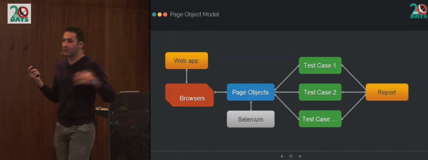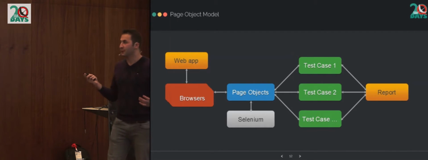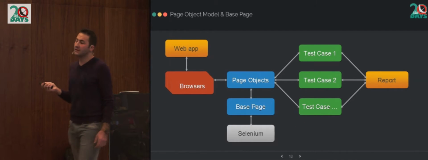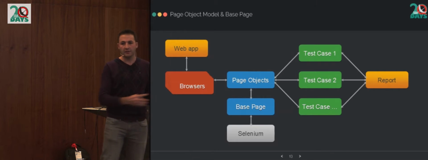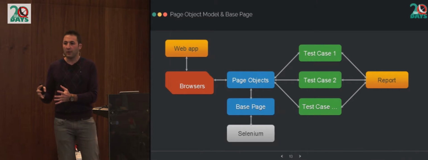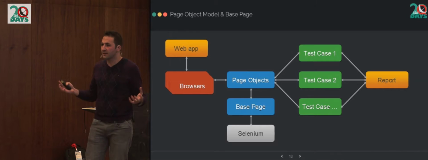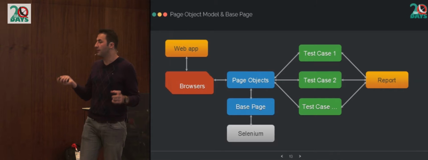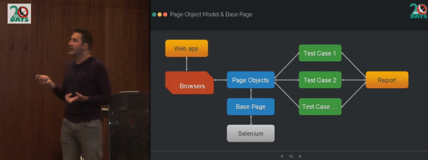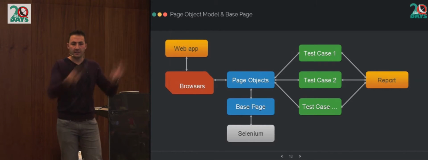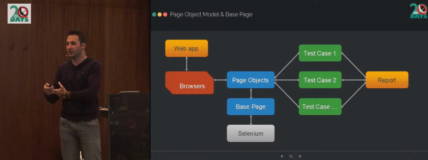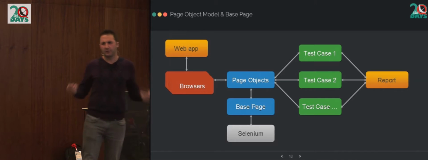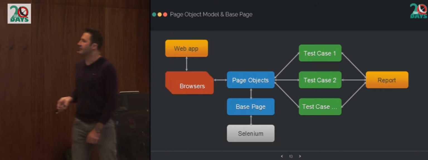And what I strongly suggest is to use a base page. The base page is something between your framework and Selenium. For example, when Selenium has a type, you define your type using the Selenium type in the base page, and then every page object extends from the base page. I will show examples later. If there is something you didn't get, you will understand later.